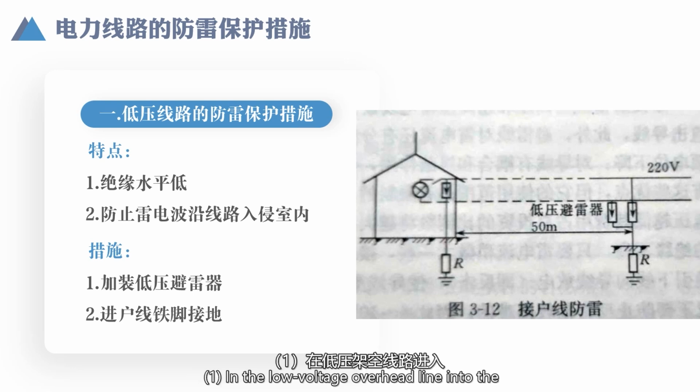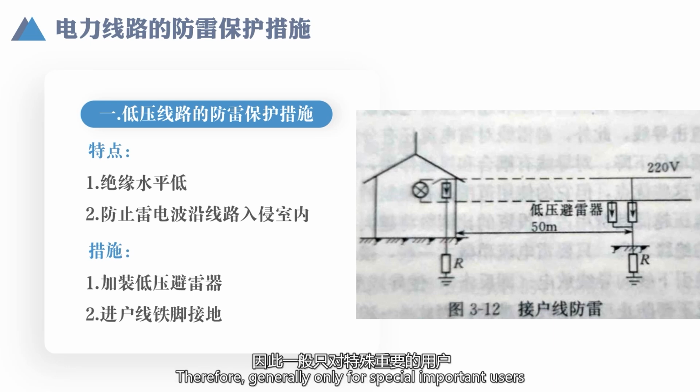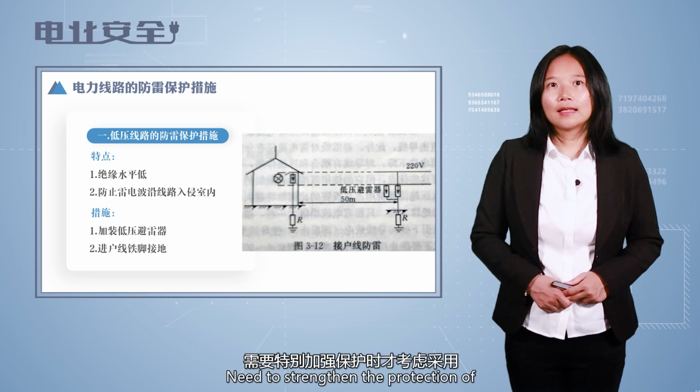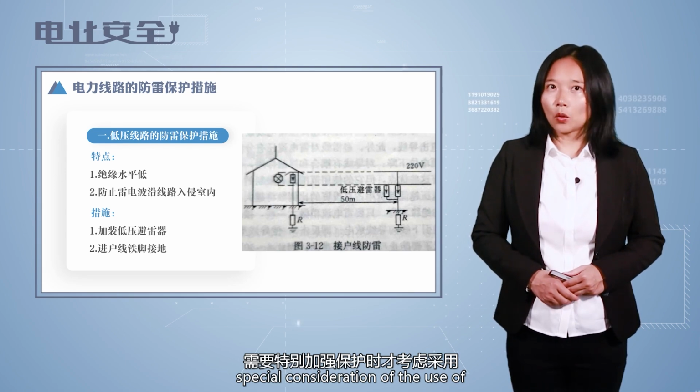In the low voltage overhead line, 15 meters before it enters the building, install a set of low voltage lightning arrestors with reliable grounding, and then install another set of low voltage lightning arrestors in the building. This program requires more investment and cannot be universally adopted. Therefore, it is generally only used for special important users who need to strengthen protection.